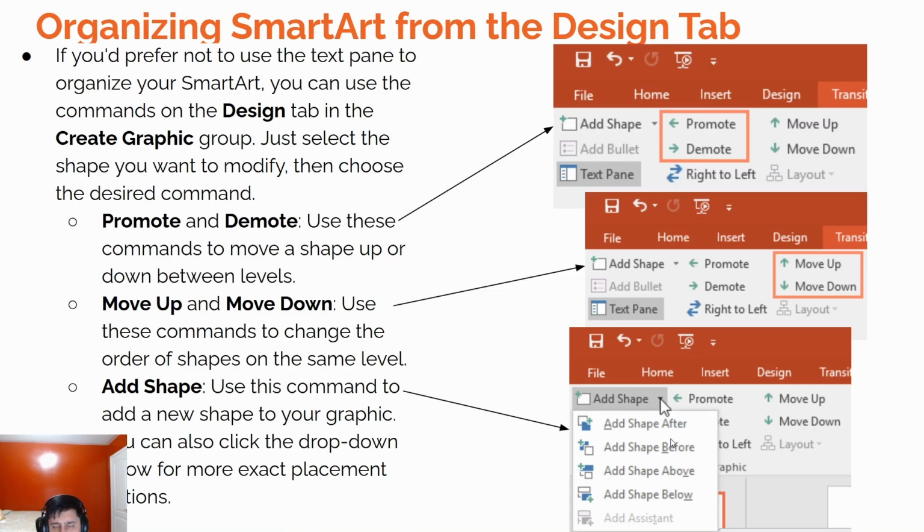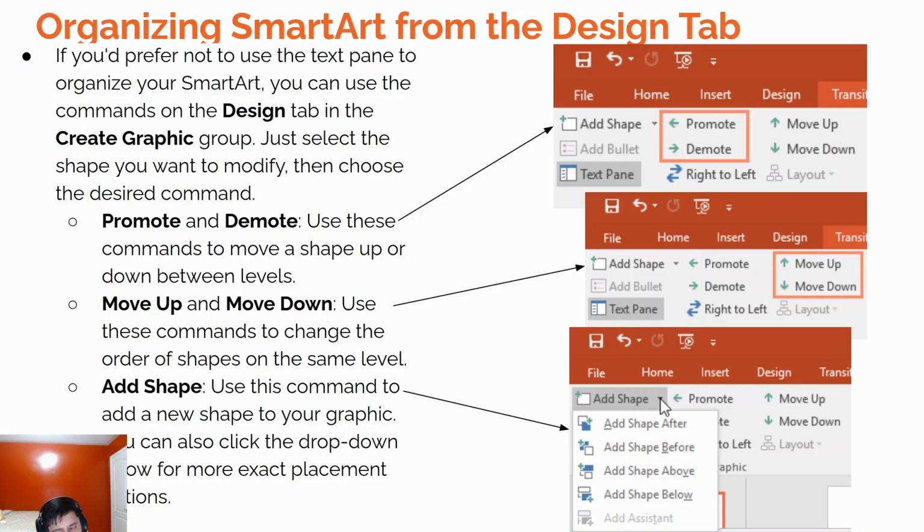And now we can organize SmartArt. So if we don't want to use the text pane to organize our SmartArt, we can do it another way, and that's by using the commands on the Design tab in the Create Graphic group. So we just select the shape we want to modify and then choose the following command. We can promote or demote. We can use these commands to move a shape up or down between levels. We can move up or down and use these commands to change the order of the shapes on the same level.